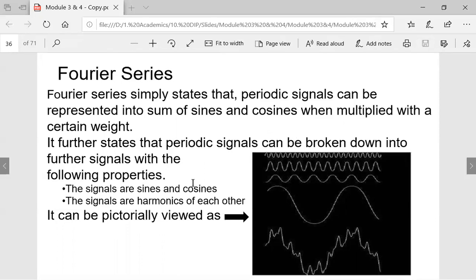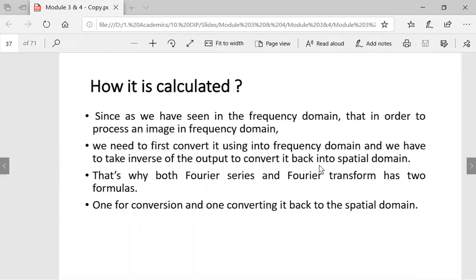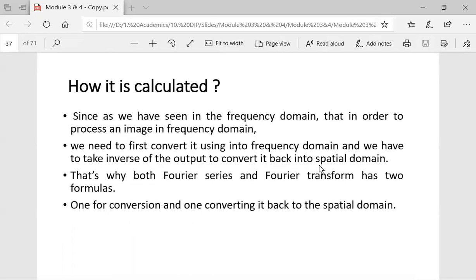The signals are sines and cosines. The signals are harmonics of each other. It can be pictorially viewed like this, sine and cosine. So how is it calculated? In this module we are dealing with the frequency domain, so the image should first be converted into the frequency domain, and then we have to convert it back to the spatial domain. That is why both the Fourier series and the Fourier transformation have two formulas, one for conversion and one for converting it back to the spatial domain, because in the spatial domain we see the noise-free images.